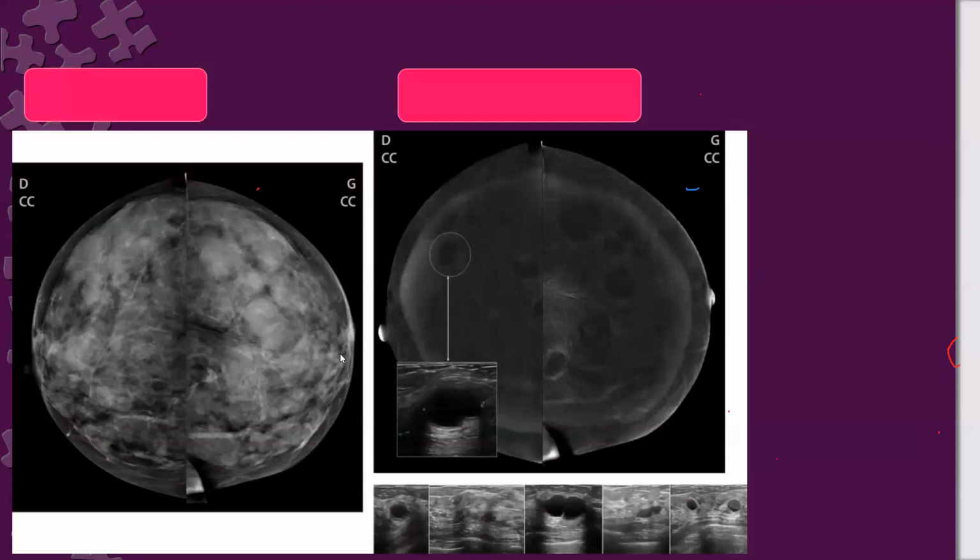Multiple bilateral circumscribed hyperdense breast masses, not enhancing on contrast mammogram. Excellent. On ultrasound, it shows anechoic lesions with posterior acoustic enhancement, likely representing simple cysts, multiple bilateral simple cysts. But there is a comment about one lesion. What is the clinical significance of contrast enhanced mammography in this case?